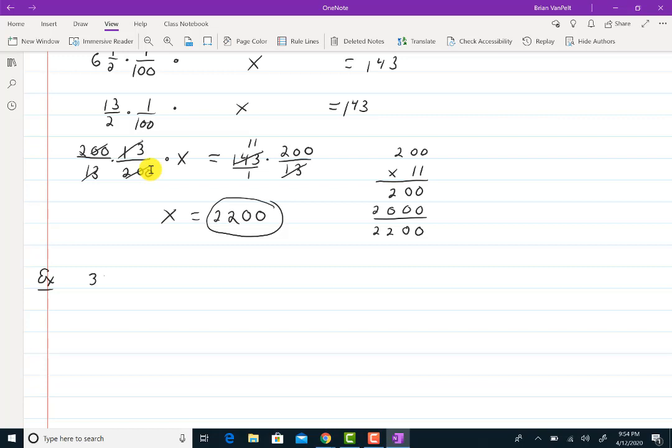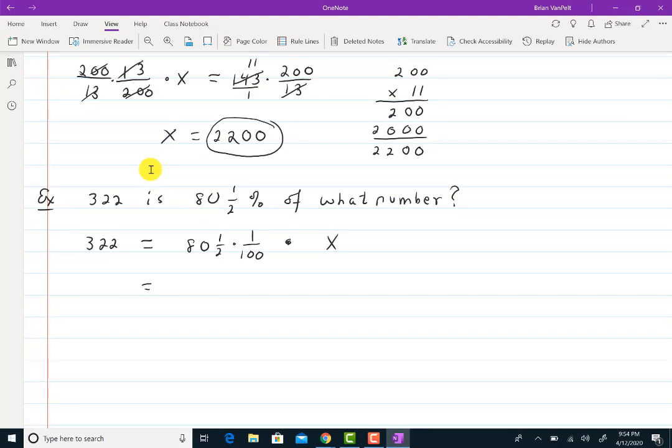This time I have 322 is 80 1/2% of what number? So the same deal, I'm going to have the 322 is 80 1/2 times 1 over 100. And then the of is the big multiplication. What number is x? Now let me change my 80 1/2 to a fraction. So 80 times 2 is 160, plus 1 more is 161, over 2 times 1 over 100 times x equals 322.